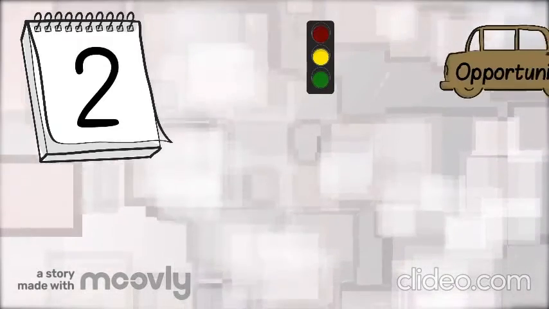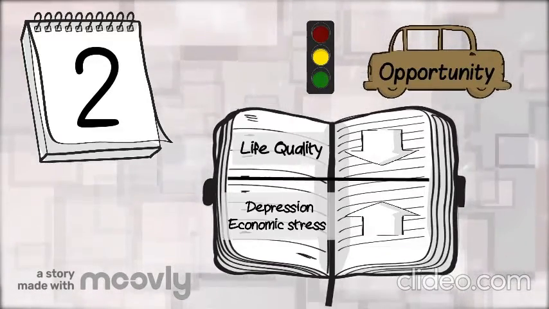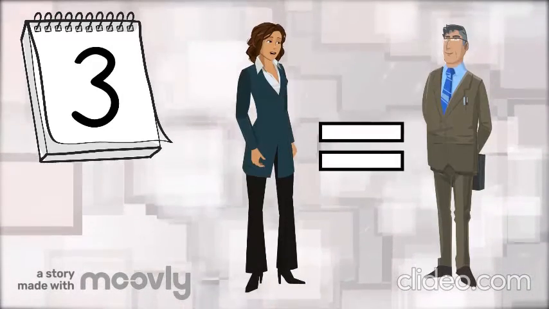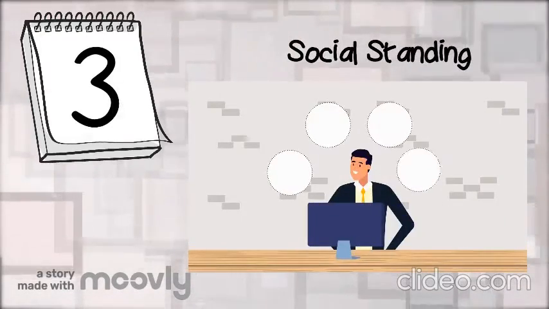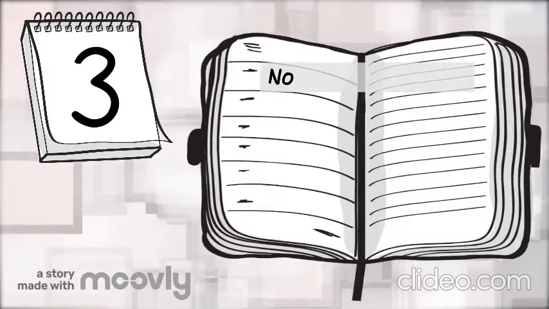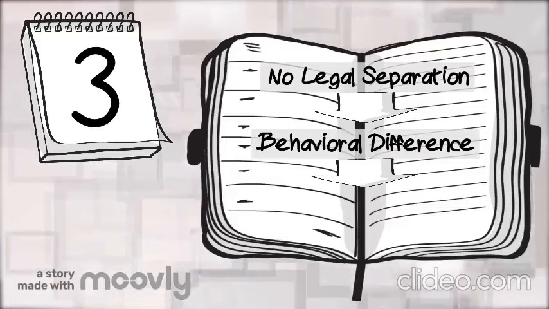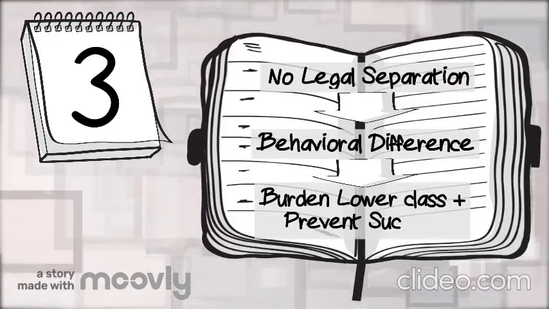People have fewer opportunities in life, and as a result may lead lower quality lives with higher rates of depression and economic stress. Lastly, many people in the United States believe that everyone has been provided with equal access to success through self-effort. People may emphasize the importance of individuals determining their own social standing. However, though we have no legal separation between classes in America, there are still patterns of behavior which burden those with the lower standing and prevent them from having equal access to success.